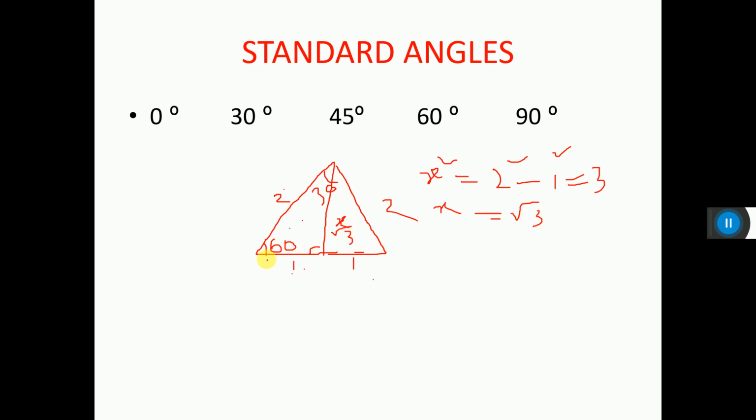Now see, sin 60 is perpendicular by hypotenuse, that is root 3 by 2. Cos 60 is base by hypotenuse, that is 1 by 2. Tan 60 is perpendicular by base, that is root 3 by 1. Similarly cot, sec, cosec, everything you will get. So I have shown you 30, 45, 60.